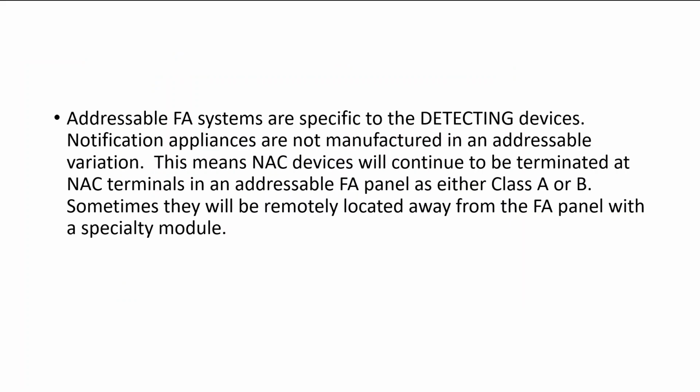Addressable fire alarm systems are specific to the detecting devices. Notification appliances are not manufactured in an addressable variation. This means NAC devices will continue to be terminated at NAC terminals in an addressable fire alarm panel as either Class A or Class B. Sometimes they will be remotely located away from the fire alarm panel with a specialty module.